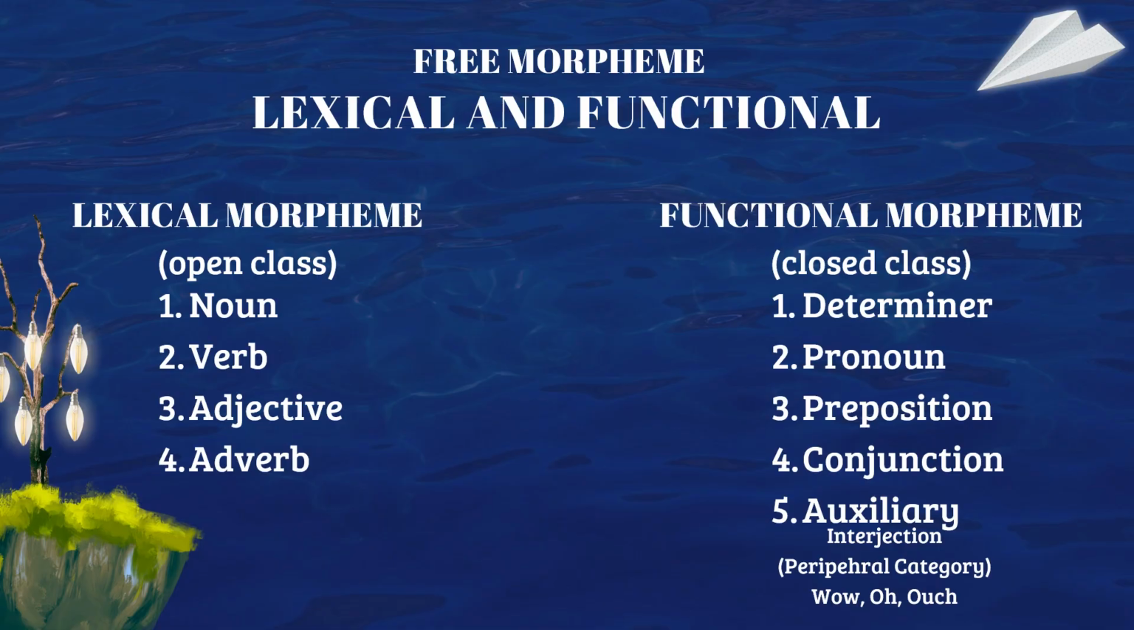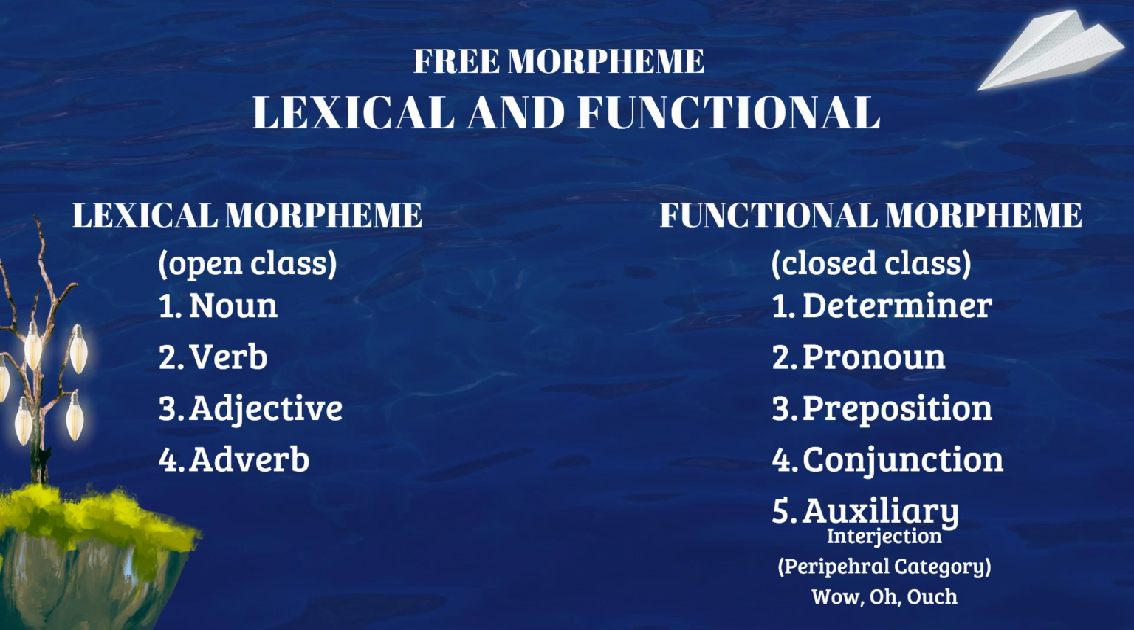First, lexical morpheme. This is also called an open class. What does that mean? It means these are the main words that carry the real meaning or information. They are the words that give us the main idea. Lexical morphemes include nouns, like names of things, people, or places; verbs, action verbs; adjectives, words that describe things; and adverbs, words that describe how something happens.